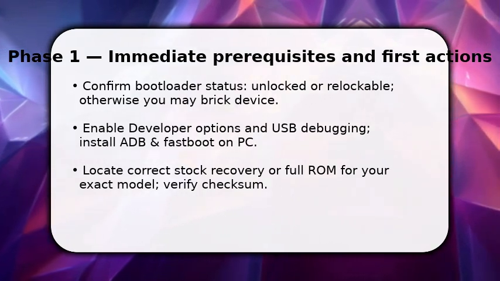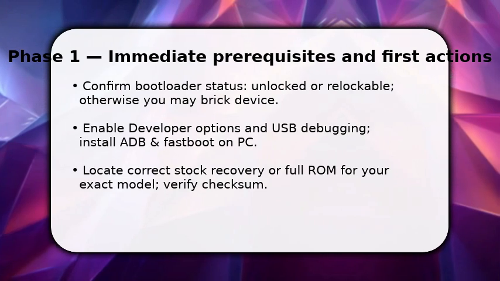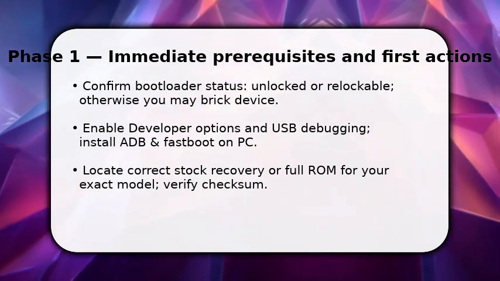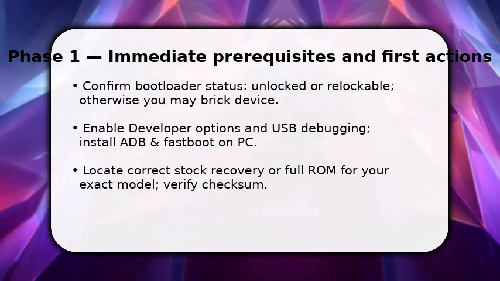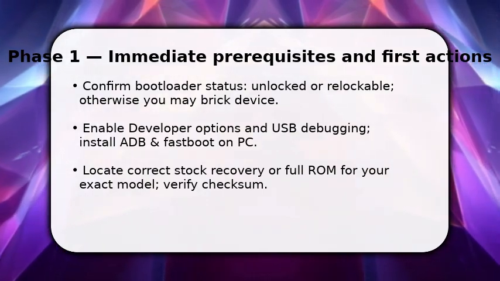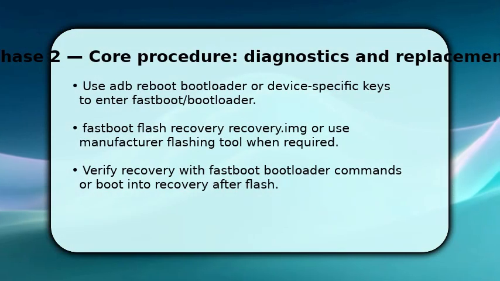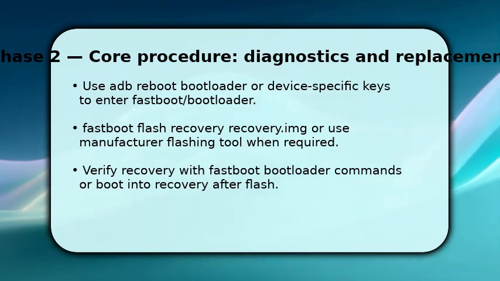Make sure battery is above 50% because interruptions can brick the device. Now reboot the phone into bootloader or fastboot mode so you're ready to flash the stock recovery. You will now replace TWRP by flashing the stock recovery. Reboot into bootloader with adb reboot bootloader or use the device key combo.